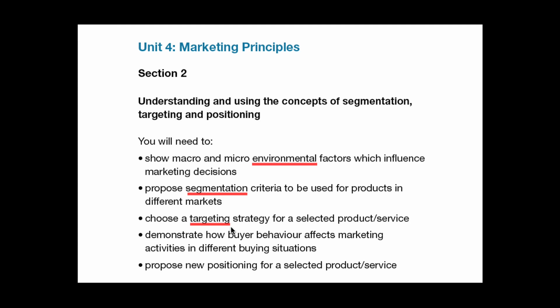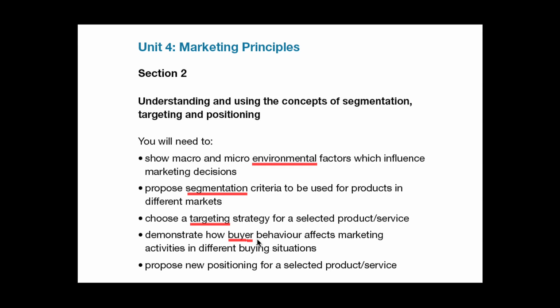Bullet point 3 is asking you to explain how you would target a market or market segment for a defined product or service. So don't forget to first of all define in your assignment who you are targeting, how you have developed your targeting strategy, and why you think it would be effective. Bullet point 4 is looking at buyer behaviour.